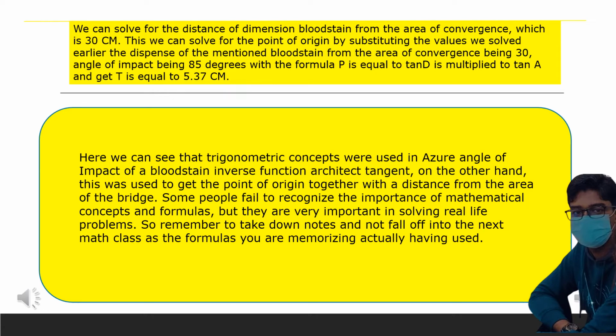with the formula T equal to tan A multiplied by D, to get T equal to 5.37 cm. Here we can see the trigonometry concepts we use: to solve the angle of impact of a blood stain, the inverse function arctangent; on the other hand, tangent was used to get the point of origin together with the distance from the area of convergence. Some people fail to recognize the importance of mathematical concepts and formulas, but they are very important in solving real-life problems. So remember to take down notes and not fall asleep in your next math class, as the formulas you are memorizing actually have real uses.